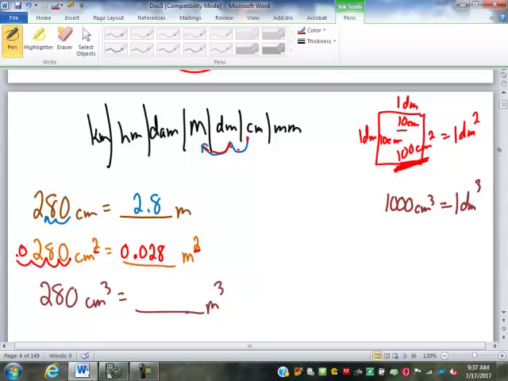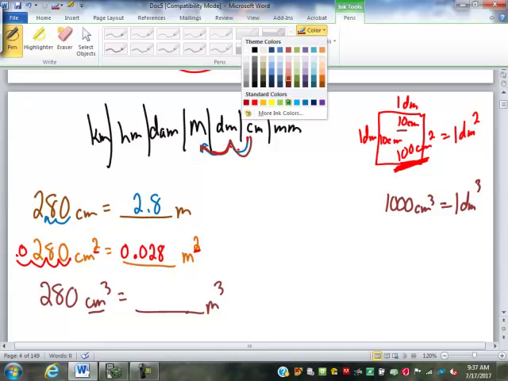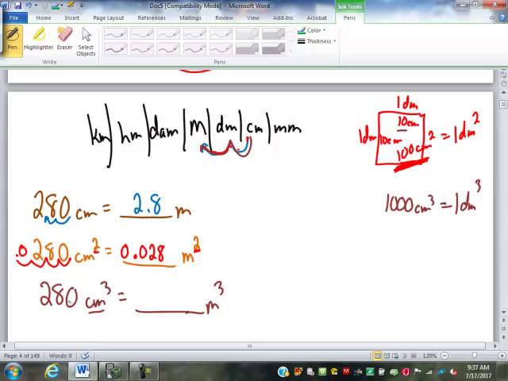So to get from centimeters cubed to meters cubed, still 2 spots on the chart, but each spot is 3 decimal places. So we're going 6. So we go 1, 2, 3. We have to add zeros, 4, 5, 6. So that is 0.00028.